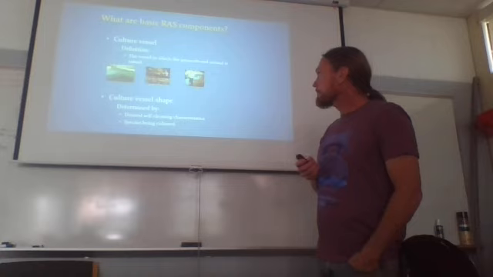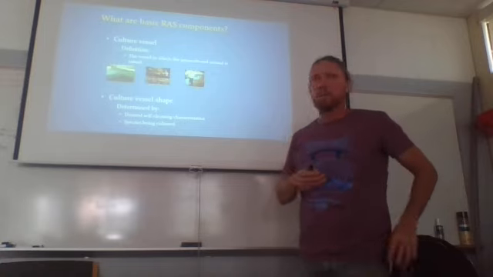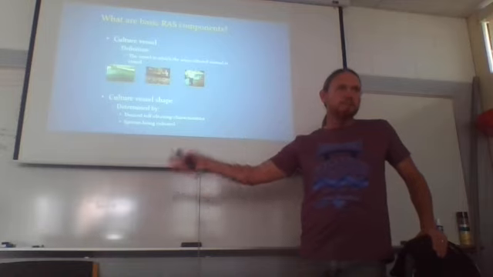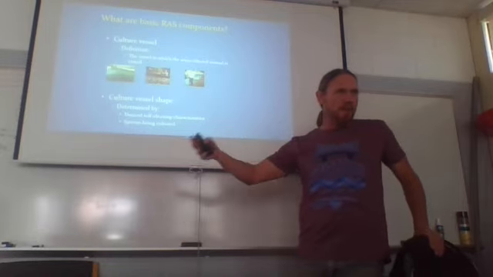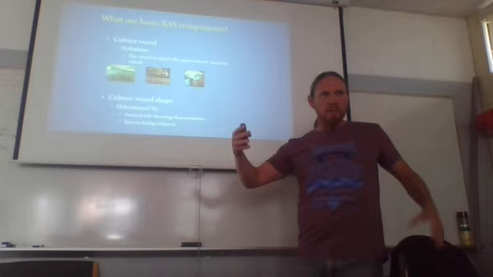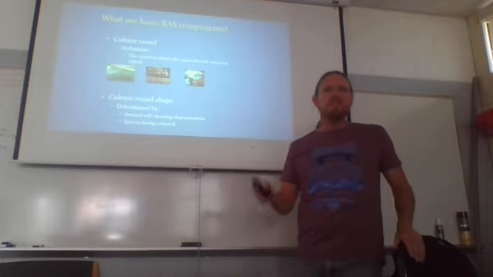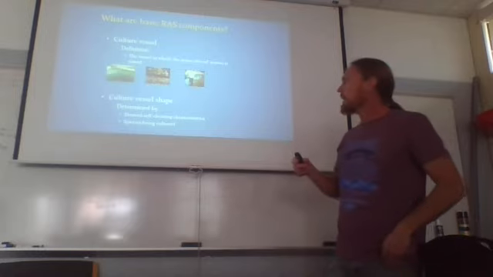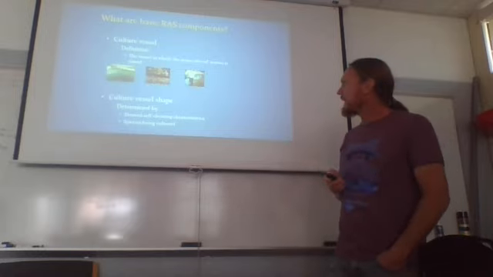So the components. First of all, you have the culture vessel. This is the container that you put your actual organisms in. There can be lots of other reservoirs of water in the system, but the culture vessel is the tank where your target animals go.